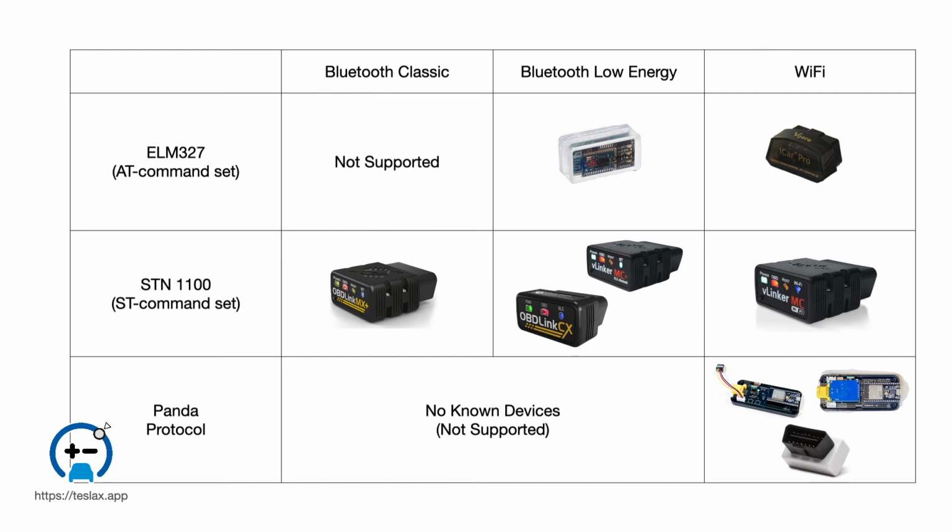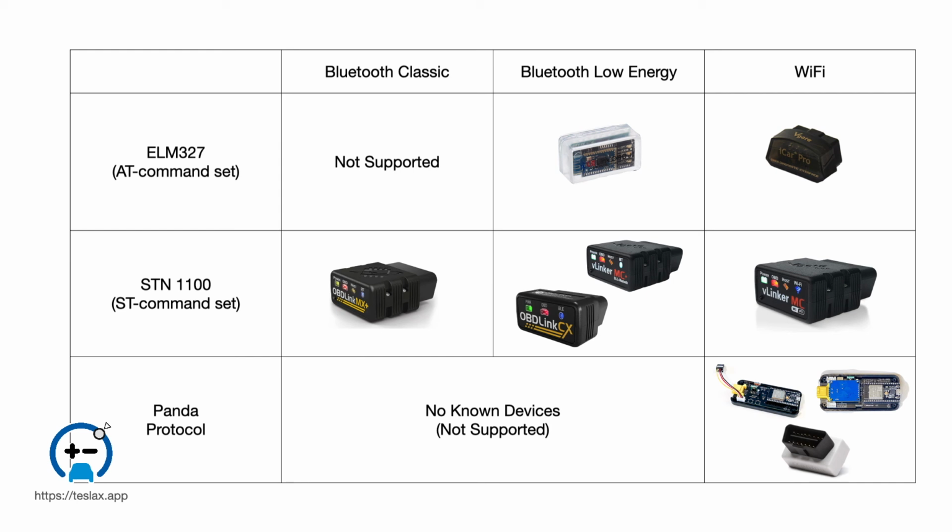The ELM327 AT command set is prevalent in the accessory market. These devices are common, but they're often slower and do not support filtering. Accessories that support the ST command set are often faster and support filtering. This provides a better experience. Finally, the Panda protocol supports multiple buses over Wi-Fi. These are the only accessories that currently support multiple data sources simultaneously from more than one bus.